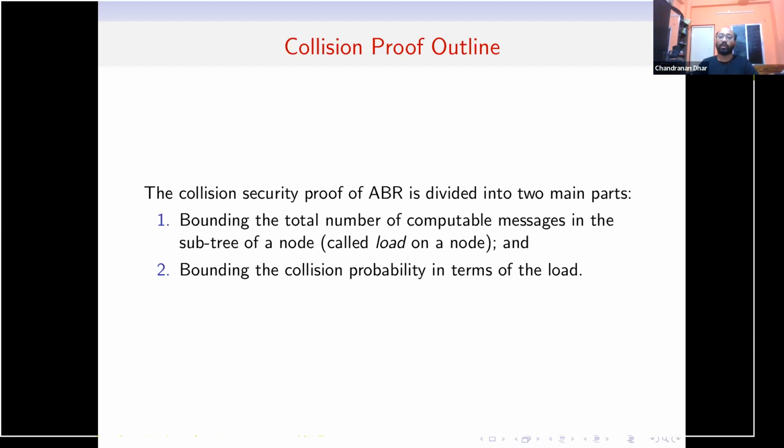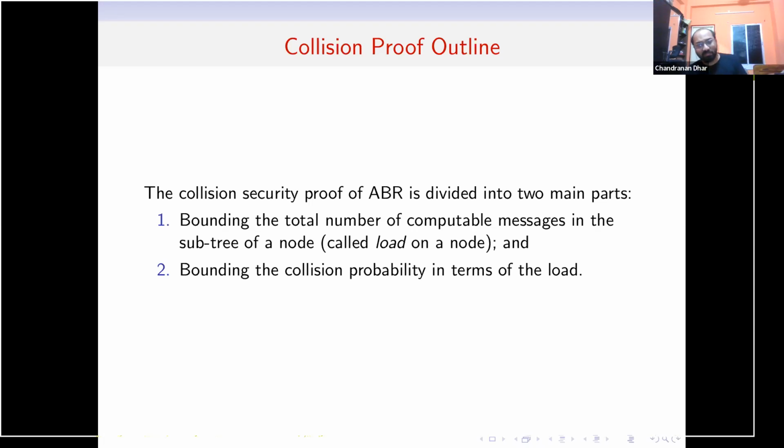So what is the load? The load on a node is defined as the total number of computable messages in the subtree of the node. So the load can also be seen as the total number of hash outputs generated at the node. If the node is a root node, then this is the final number of hash outputs that we get. And if the node is an intermediate non-leaf node, then basically we are looking at the number of intermediate hash outputs at that node.